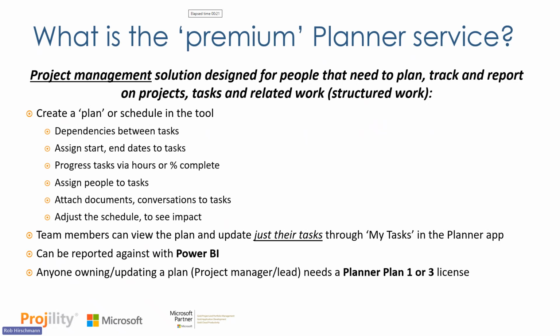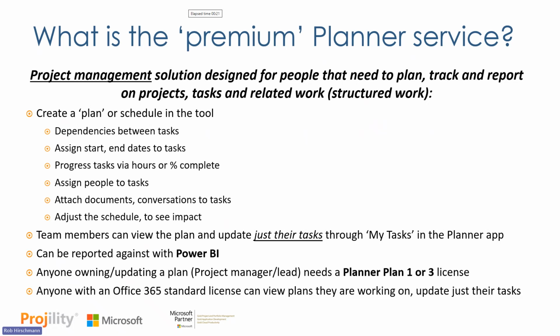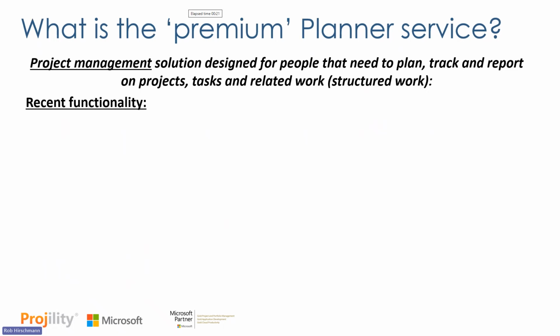Importantly, from a licensing perspective, what's it going to cost me? Anyone that owns or updates a plan, either a project manager or a business person that owns that project, they need a Planner Plan 1 or a Planner Plan 3 license. So those are licenses you would potentially have to buy. But anybody who's a standard Office 365 user can go in and view the plan once they're given permission and access to it by adding them to the group for the plan. And then they can go and they can update their tasks as mentioned. So it really kind of narrows down the functionality, more project planning.